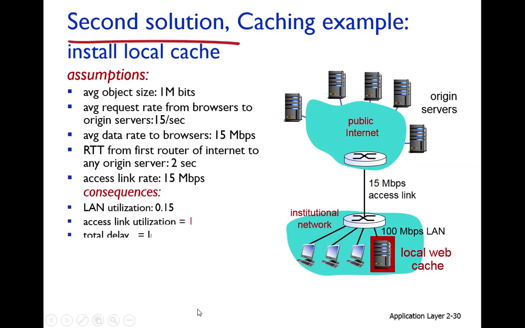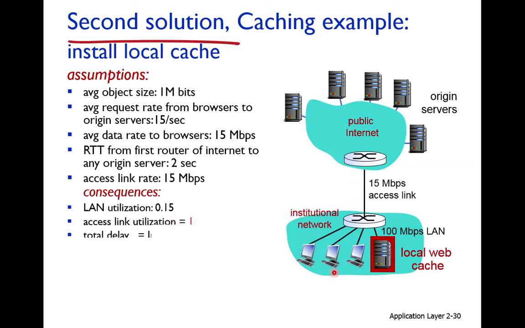Now if we install the local cache, it means that when clients want to access objects, they first have to access the web cache. If the object is present in the web cache, then the web cache will respond from here, so the access link will not be used. But if the web cache doesn't have the object, then it will forward the request to the origin server, so the access link will be used. So if the web cache returns the object, it will reduce the overhead on this link.